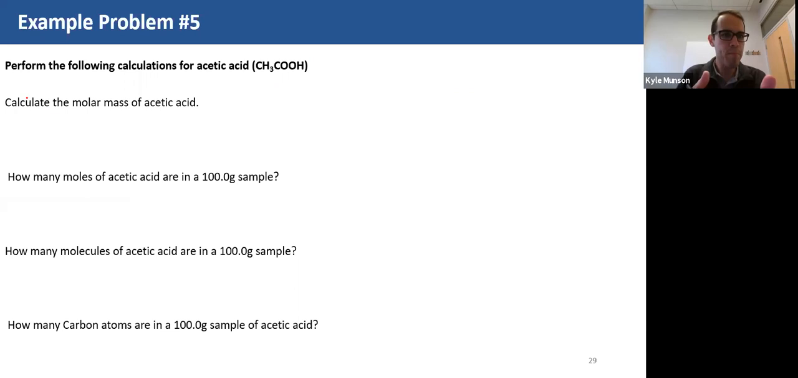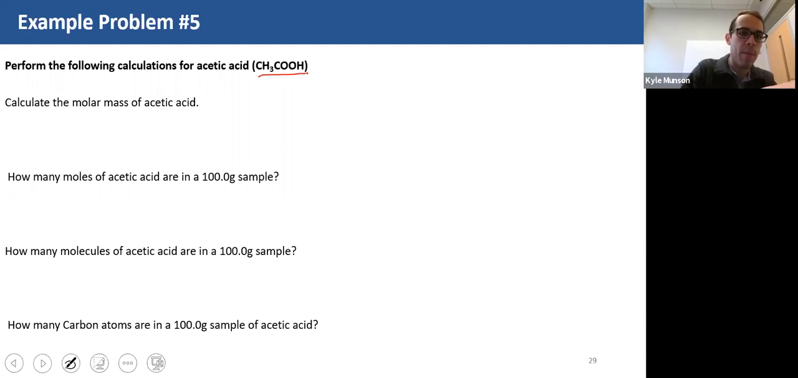So calculate the molar mass of acetic acid. Okay, so it gives us the formula for acetic acid. So to calculate its molar mass, what I need to do is figure out how many atoms I have of each element in the compound. So I have carbon, oxygen, and hydrogen. I have 2 carbon, 2 oxygen, 4 hydrogen. Okay?